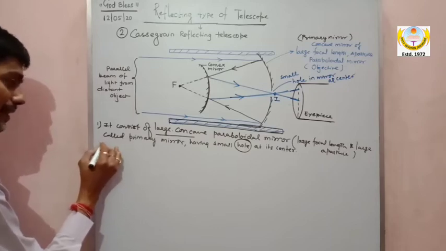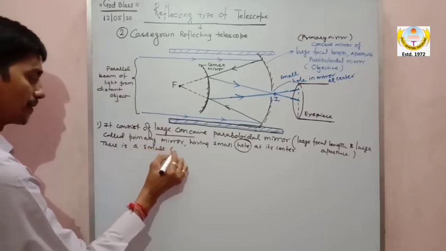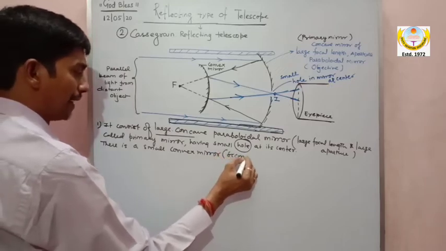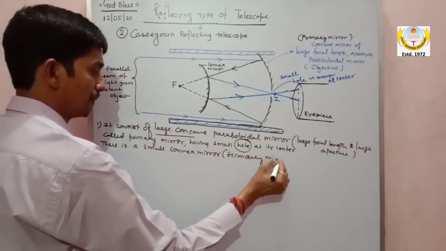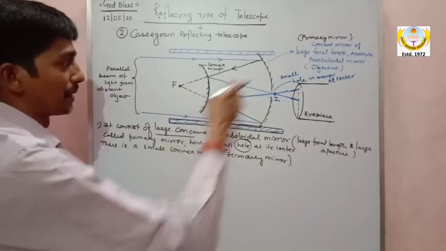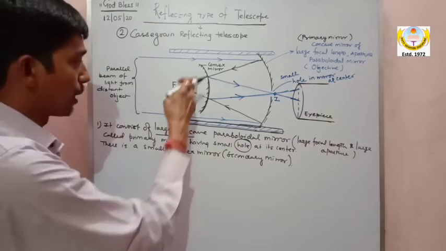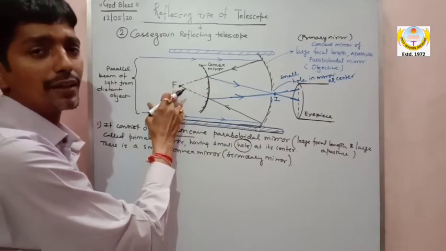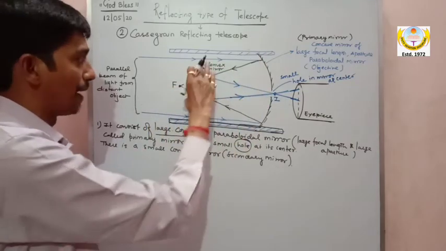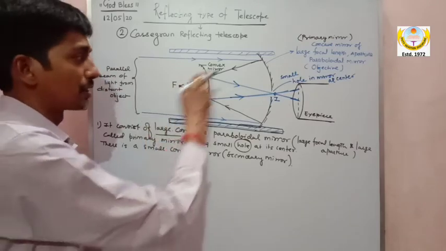Second, my dear, there is a small convex mirror called the secondary mirror. You can see it is a secondary mirror because this is the primary and this is acting as the secondary mirror. And where do I place this convex mirror? This convex mirror is placed near the focus of the concave mirror. I have placed this convex mirror near the focus. You can see this mirror is placed near the focus of the concave mirror.